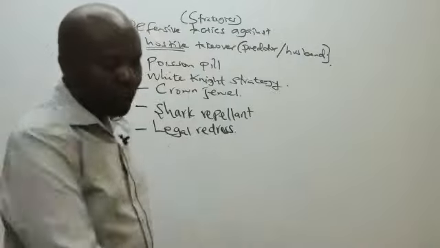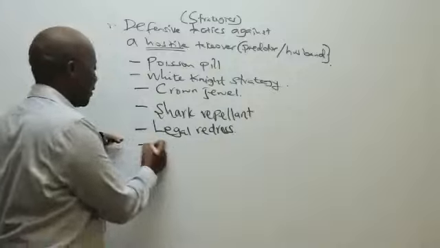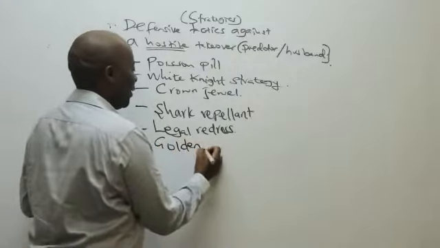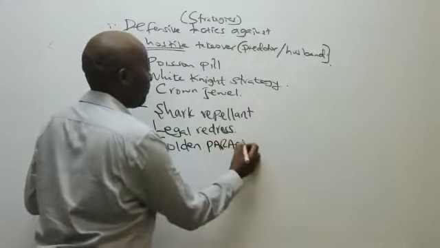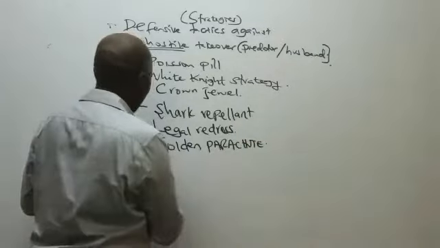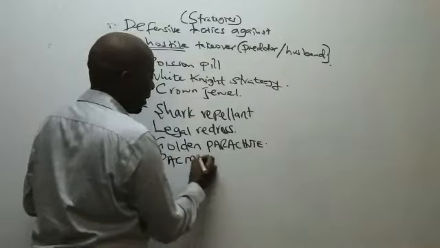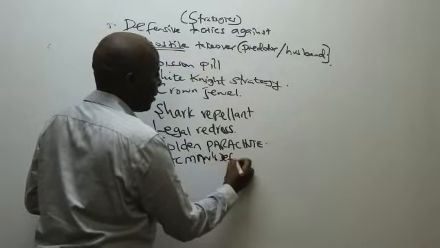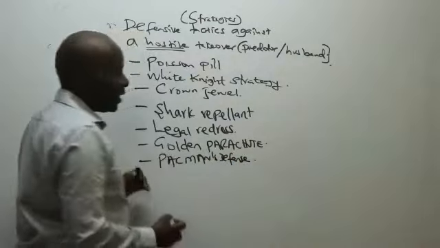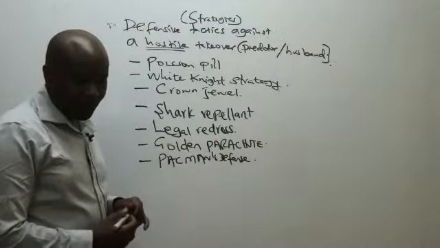Golden parachute. Pacman's defense, and so on.